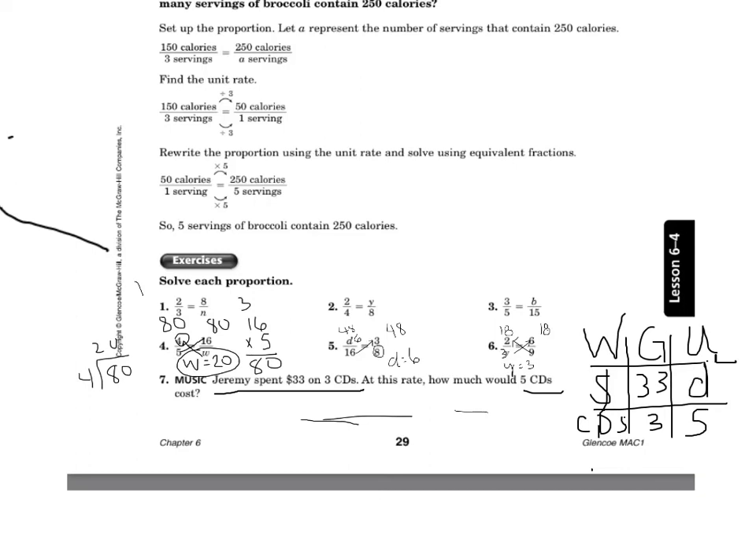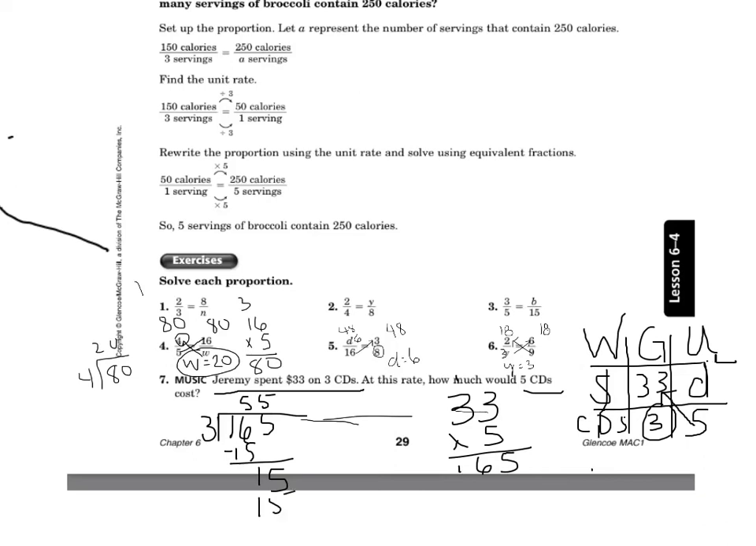Okay, now you solve it the same way. Cross multiply. 33 times 5 is 165. And then you're going to divide it by 3. 165 divided by 3. I don't know what that is. 5. What? 55? Okay. 55 is what D equals. So at this rate, how much would 5 CDs cost? 5 CDs would cost $55.